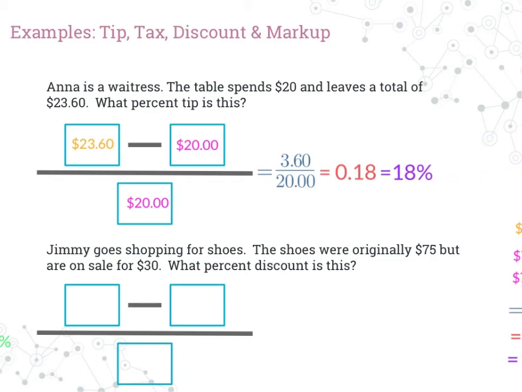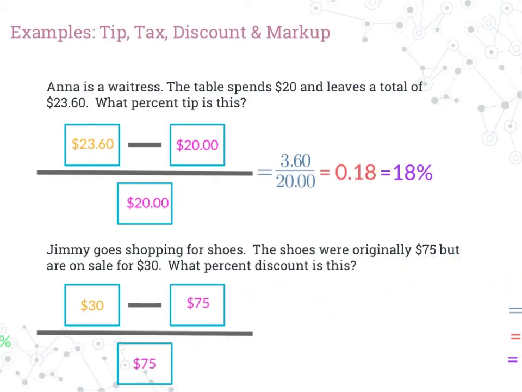Now, Jimmy goes shopping for shoes. The shoes were originally $75, but they're on sale for $30. What percent of discount is this? So now I've got to figure out which one is the new price here. Well, if they were originally $75, that indicates to me that that is the old amount because that's the original amount. The sale price is $30, so that's my new amount. So I'm going to put $30 in for new in the formula. And that leaves my old amount as 75.